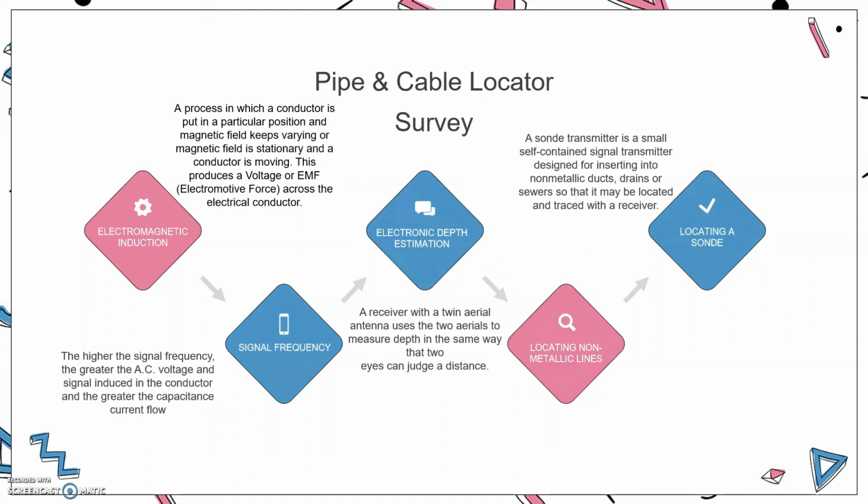Locating a sonde. Although it is an AC signal, the magnetic field produced by a sonde is different to the signal produced by the transmitter. The sonde produces a field distribution which, unlike a line, is not cylindrical but sausage shaped along the aerial core orientation.